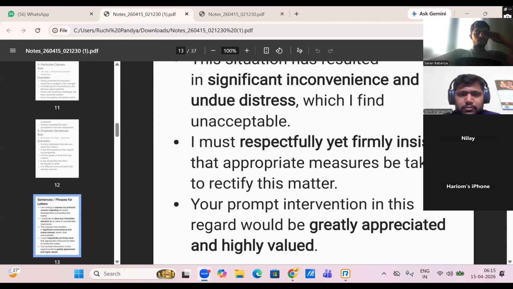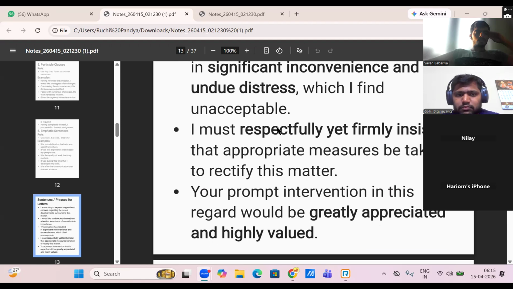I must respectfully yet firmly insist that appropriate measures be taken to rectify this matter. We are trying to explain the meaning of this sentence in Gujarati or Hindi. I am not able to explain. Yet firmly insist, I am also not getting it. Okay, anybody who wants to try, Mittal? Anyone? Yes, go ahead. Shall I? Yes, yes.